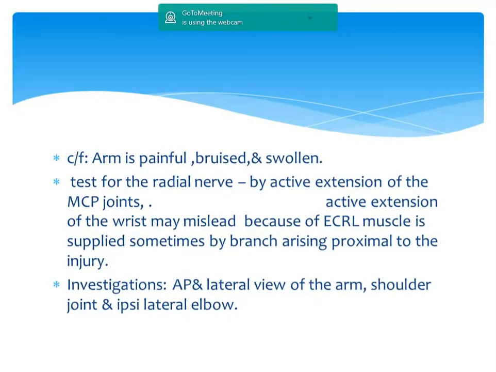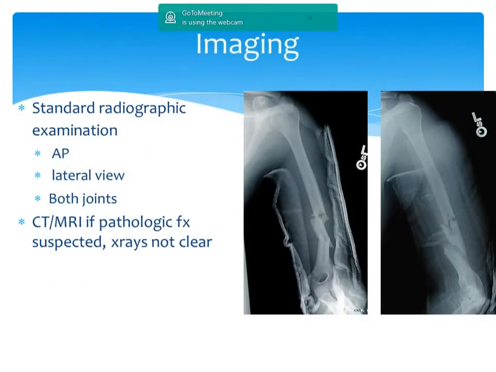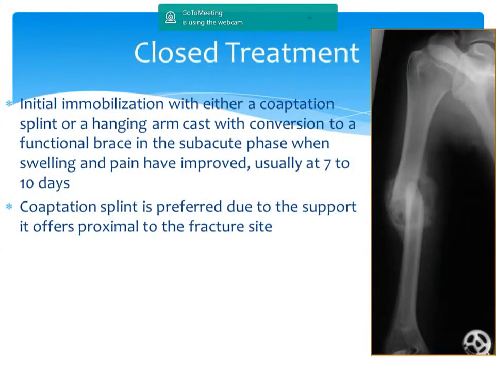You have to do investigations like AP view X-ray, lateral view X-ray, with shoulder joint and elbow also included. If the patient has nerve injuries, wrist drop, you have to go for nerve conduction studies and check where the nerve is impacted. If necessary, you have to go for CT and MRI also, sometimes in case of closed pathological fractures.